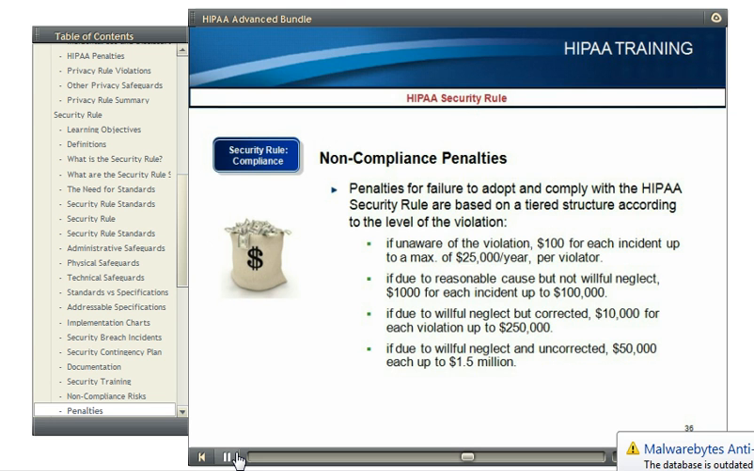Non-compliance penalties. Penalties for failure to adopt and comply with the HIPAA security rule are based on a tiered structure according to the level of the violation. If unaware of the violation, $100 for each incident up to a maximum of $25,000 per year per violator. If due to reasonable cause but not willful neglect, $1,000 for each incident up to $100,000. If due to willful neglect but corrected, $10,000 for each violation up to $250,000. If due to willful neglect and uncorrected, $50,000 each up to $1.5 million.